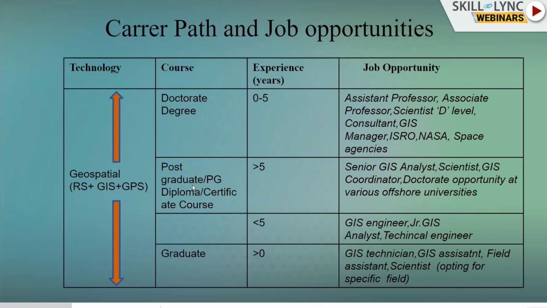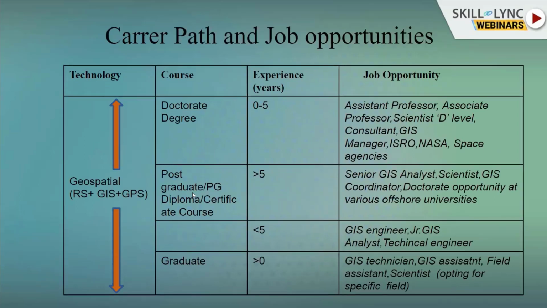Now coming to career path and job opportunities. So here I'll start from the bottom. Suppose a person is holding a graduate degree like BTech, and they have less than 1 year of experience. In that case, they can opt for GIS technician, GIS analyst, field assistant, scientist. It depends on the subject they opted for during their bachelor's degree.